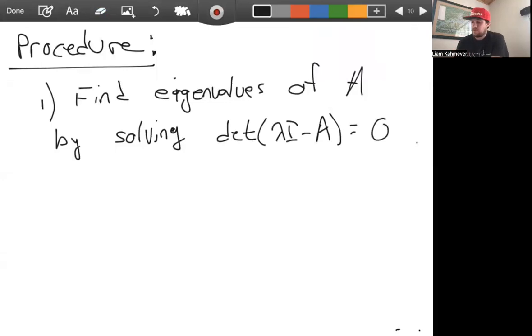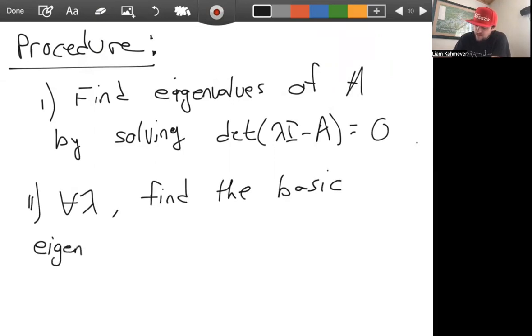Depending on the degree of the polynomial, the determinant of lambda I minus A will dictate how many eigenvalues you have, right? So if you have a quadratic characteristic polynomial, then you'll have 2 eigenvalues. If you have a cubic, you'll have 3, et cetera, et cetera. This is by the fundamental theorem of algebra. We're guaranteed as many roots as the degree of the polynomial.